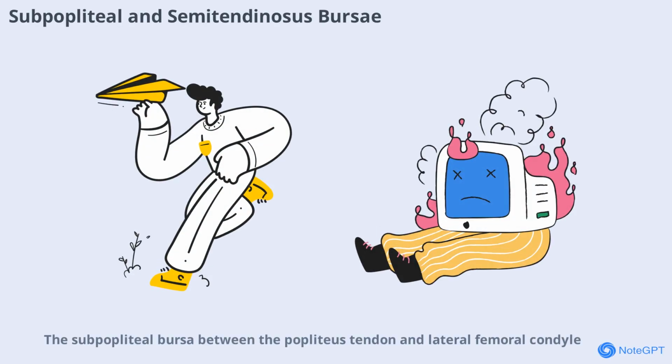Subpopliteal bursa, between the popliteus tendon and lateral femoral condyle, may mimic popliteus tendinopathy or Baker's cyst. The semitendinosus bursa, distinct from the pes anserine bursa, can cause posteromedial knee pain in athletes with hamstring overload. Both are rare but important to consider in persistent knee pain. Treatment is usually conservative, with biologic therapies considered in resistant cases.